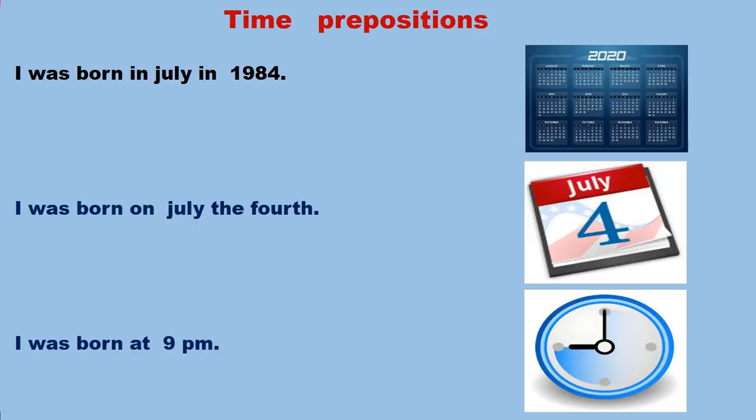I was born in July 1984. I'm talking about time. I'm using in talking about time, all right? And this sentence is very general, okay? I'm just telling you, I was born in July 1984, and that's it. But in the second sentence, I was born on July the 4th, I am more specific, okay? So, if you can see the difference between these two sentences, this is general, this is more specific, and this one, the last one, is very, very specific. Example, I was born at 9 p.m.